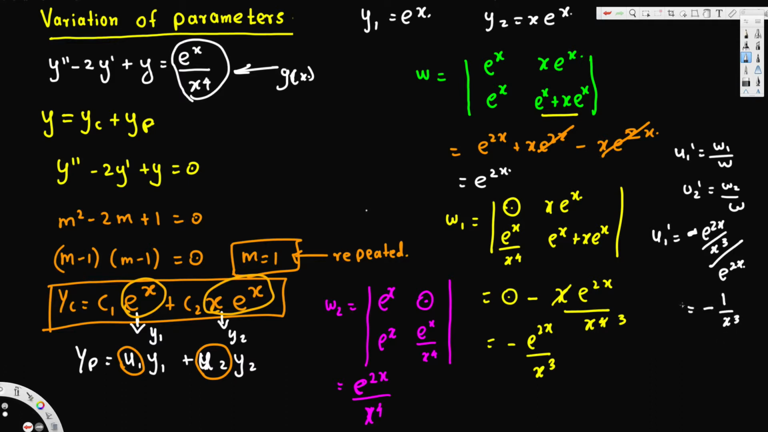And then if you integrate this one, because this is u1 prime, now to find out u1 we have to integrate this one to get rid of this derivative.